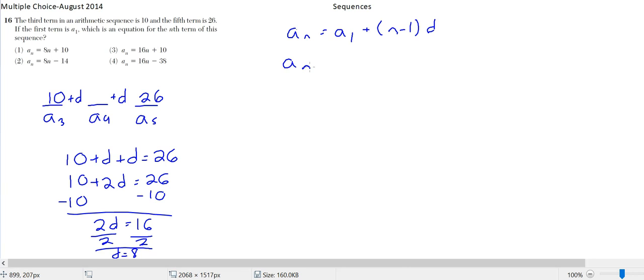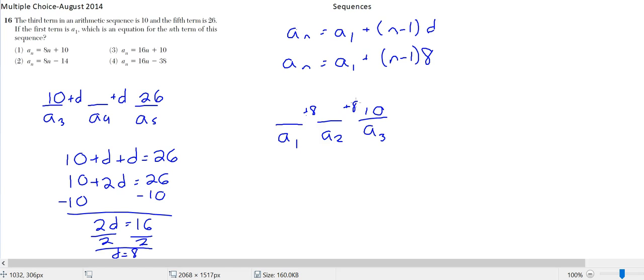Let's fill that in. A sub n is equal to a sub 1, we still don't know, plus n minus 1 times the common difference we now know is 8. How are we going to find a sub 1? We already know that a sub 3 is 10. We don't know what a sub 2 is. We don't know what a sub 1 is, but that's what we want to find. And we know that to get from a sub 1 to a sub 2, we're adding our common difference, we're adding 8. And to get from a sub 2 to a sub 3, we're adding our common difference, we're adding 8. So to get from a sub 1, let's say that's x, to a sub 3, we're adding 16, and then we get to 10, which is a sub 3.